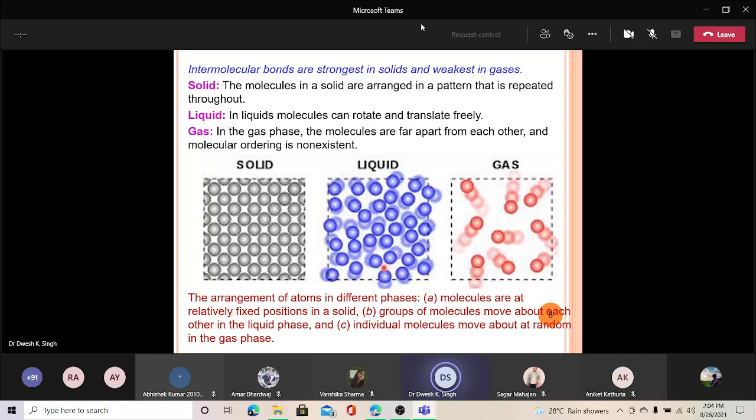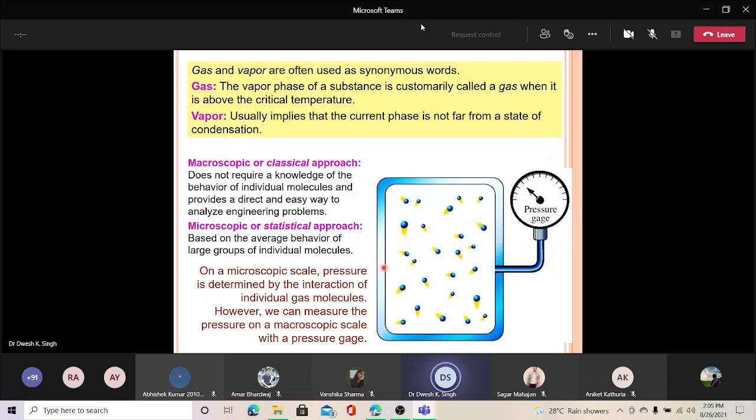That represents the intermolecular bond, and the intermolecular bond is very strong in the case of a solid, then weaker in the liquid, and then in the gas it is very small, and that's why gases always try to fill the space. So these are the arrangements of the different phases, with molecules at relatively fixed positions in the solid. These are some basic concepts.